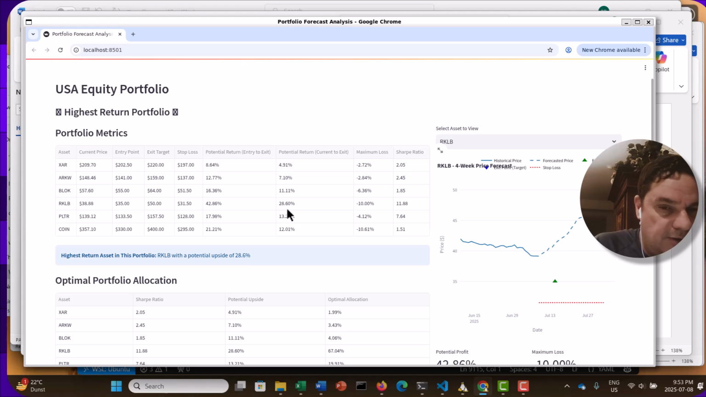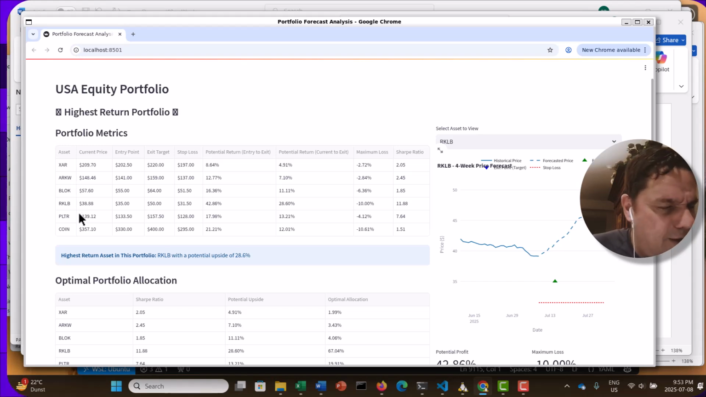Here, it's updated the potential return over the same period of time: 28.6% return, and Palantir 13%. You can see here, same entries, and again, this is as a basket, as a mini portfolio. Here we have also got Coinbase with another 12% return. The all-star of the whole lot is this Rocket Lab as well. Potential return for the entry to exit, 42%.